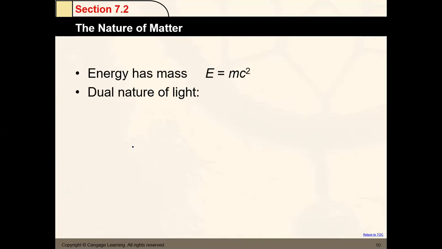Now we go to Einstein. This is the discovery of Einstein. What is this, right? Energy has a mass. How did he come up with that? I'm sure that you have seen this formula. They even came up with some t-shirts that have E equals mc squared as a logo, right? So it's very popular.